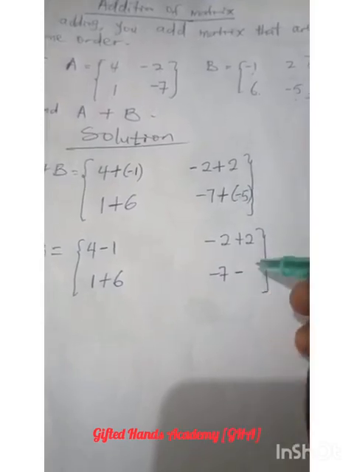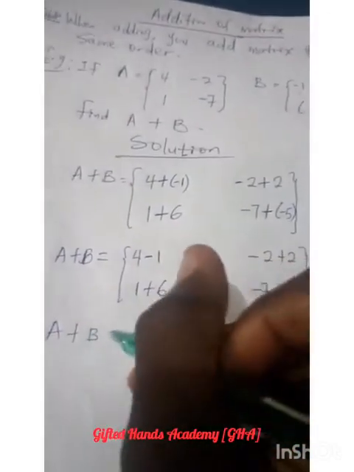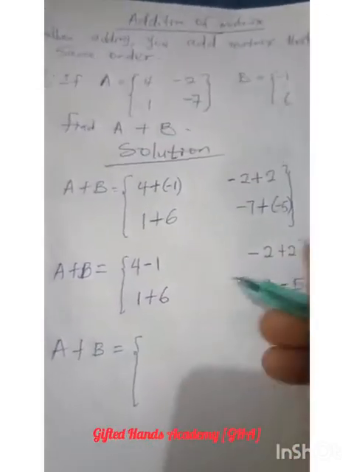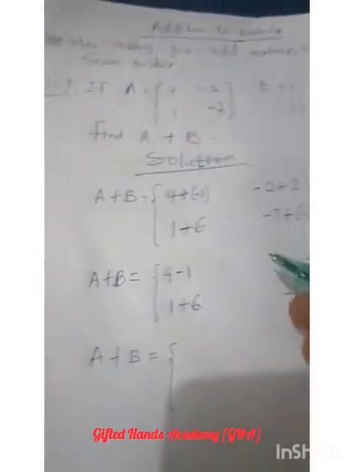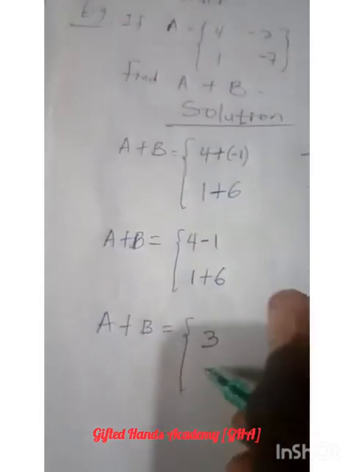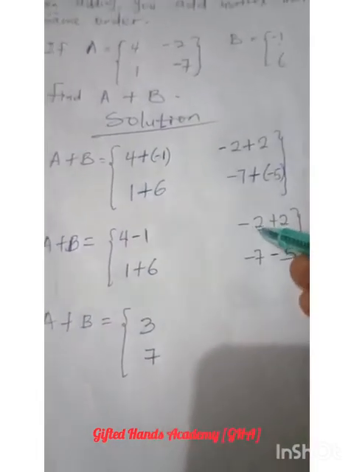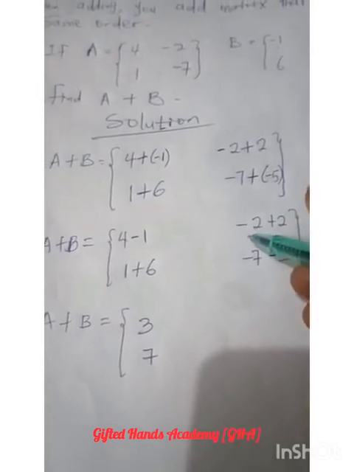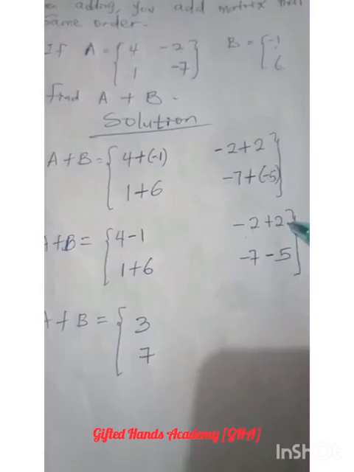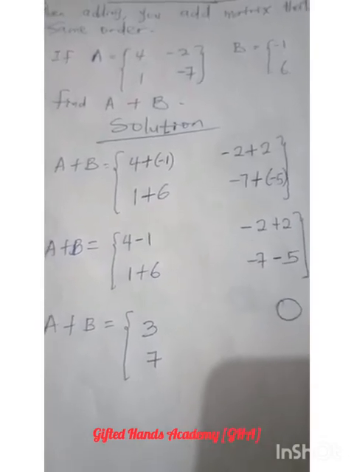Minus 5. So our final answer, matrix A plus B: 4 minus 1. 4 minus 1 is what? 3. 1 plus 6 is what? 7. We are done with that. Then this is minus 2 plus 2. You are owing me 2 naira. You gave me 2 naira. You are not owing me anything again. So that's 0. It cancels out each other.